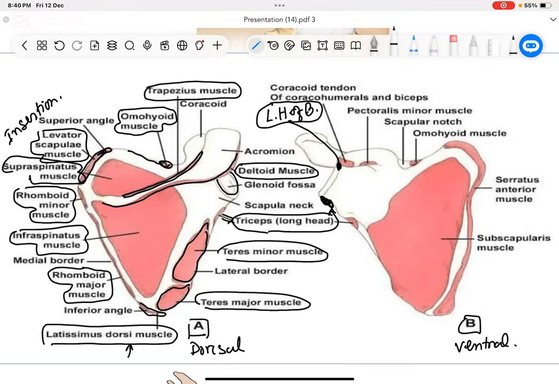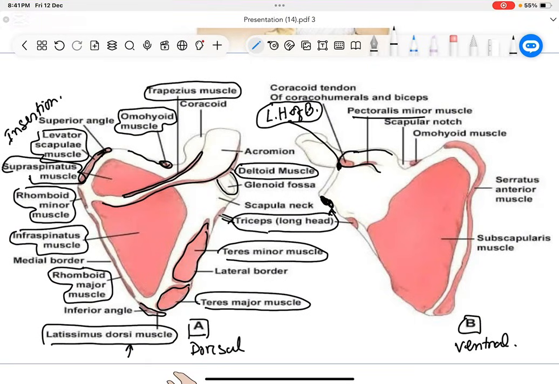Now, coracoid process. The coracoid process is very important for OSPE. We may ask you the muscle and ligament attachments. In the coracoid process, there will be a total of 3 muscle attachments and 3 ligament attachments. Among them, 2 will originate from here and 1 will insert.